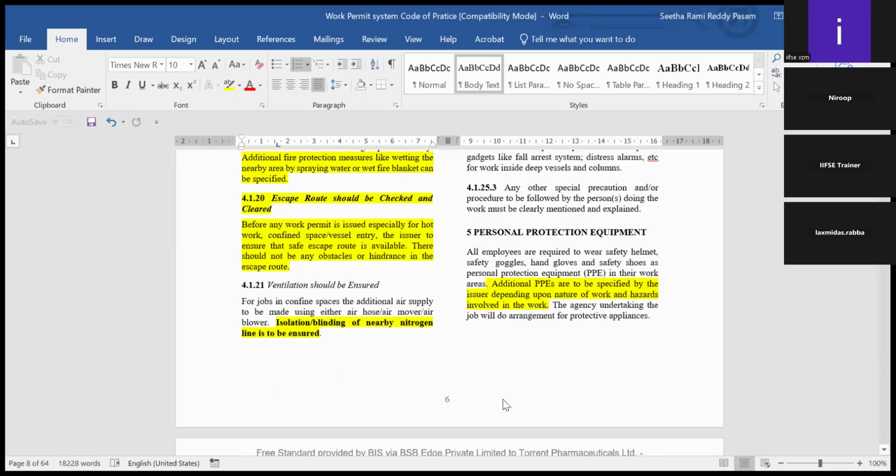Then personal protective equipment. All the employees are required to wear safety helmets, safety goggles, etc. And additional PPEs are to be specified by the issuer depending upon the nature of work and also the hazards involved in the work activity.